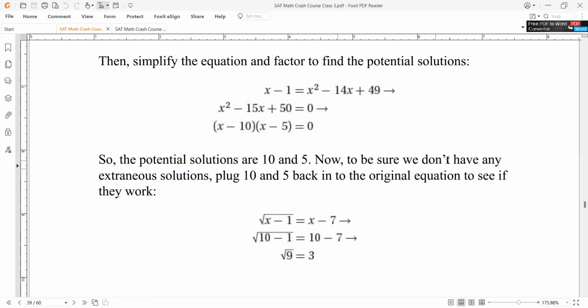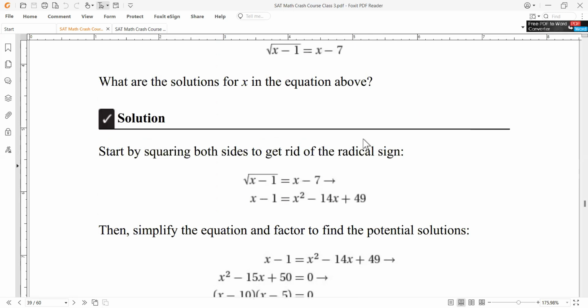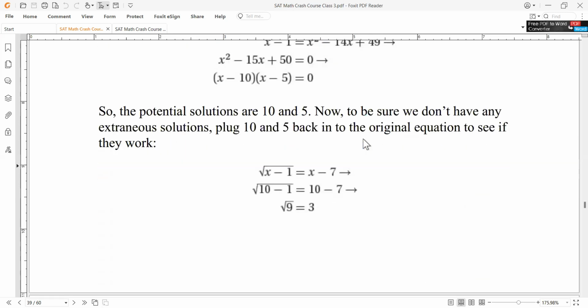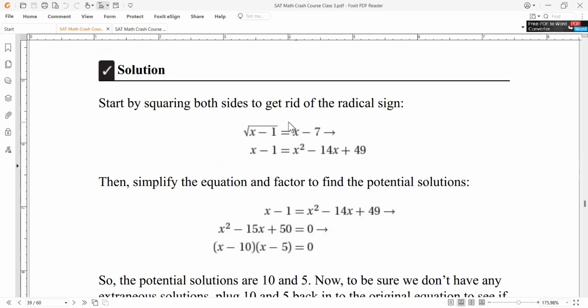Now, to be sure we don't have any extraneous solutions, plug 10 and 5 back into the original equation to see if they work. We have got two different solutions, 10 and 5, but will they work or not? To check that, we need to plug them in, because squaring both sides of the equation costs us an extra solution which is not a solution of the equation.